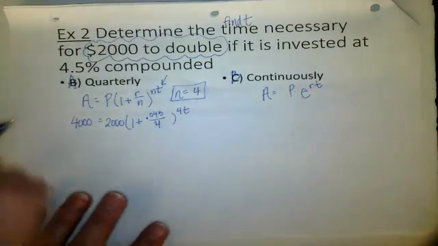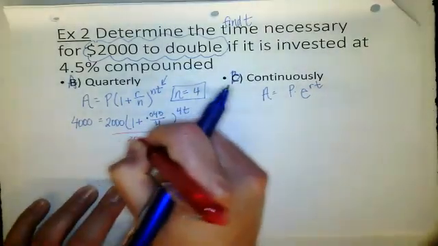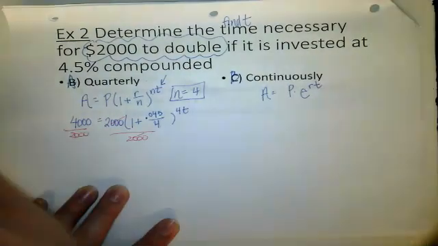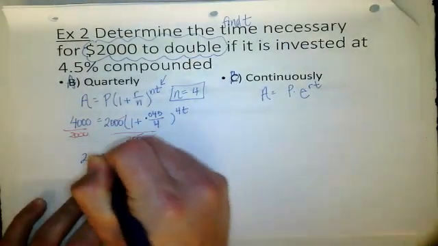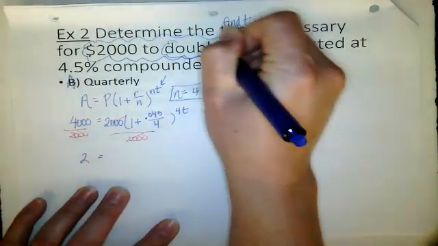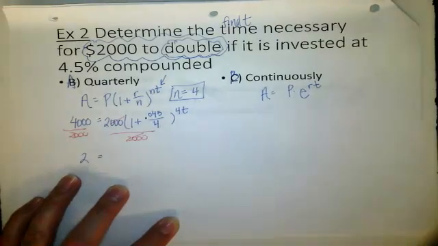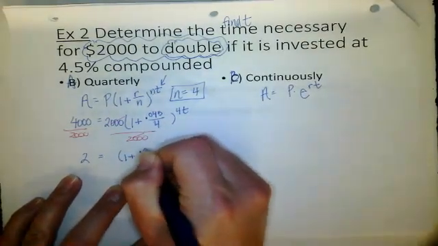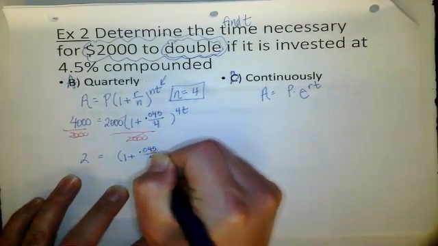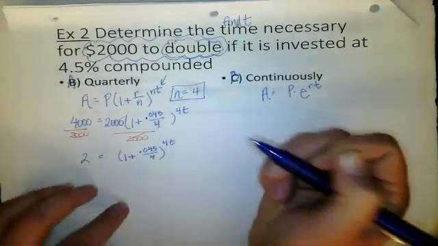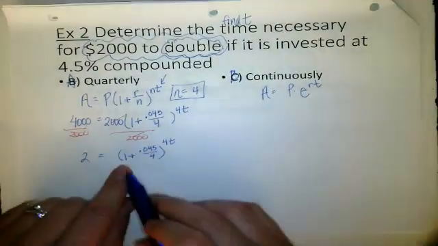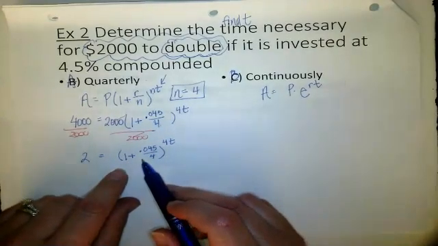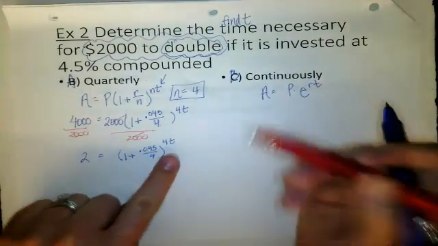Divide by 2,000. Absolutely. What a great start. And you'll notice when we divide by 2,000, 4,000 divided by 2,000 is 2, thus the doubling factor. All right, that's what that means. And we're left with 1 plus 0.045 over 4 to the 4t. Again, 1 plus this is just a number.